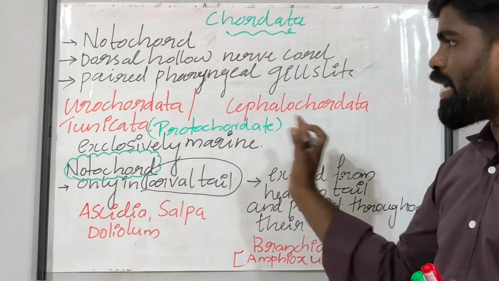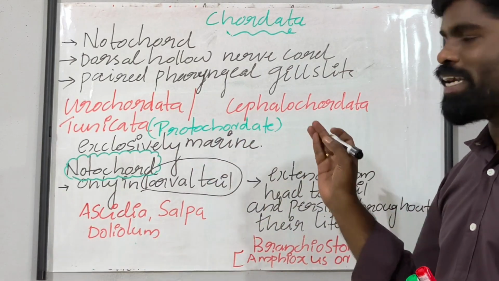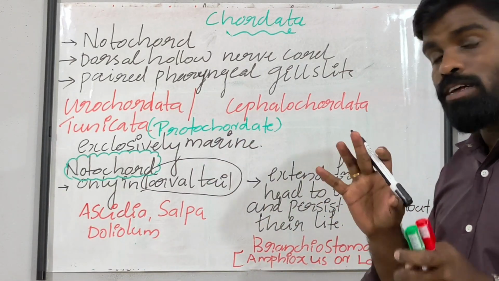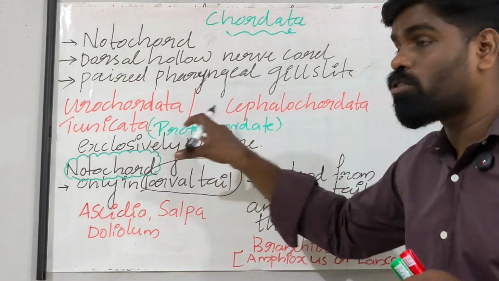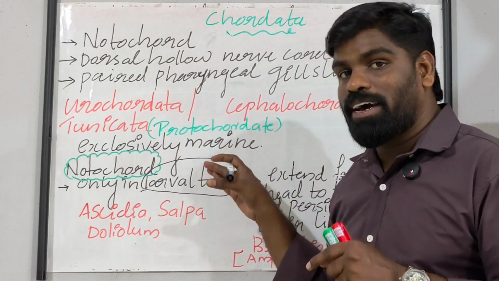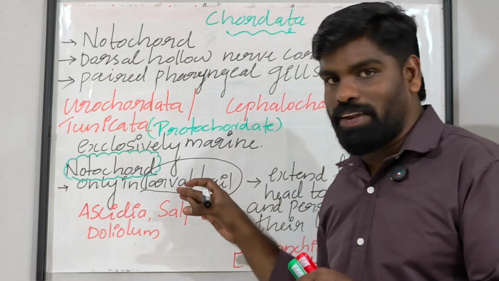So these are the major differences between urochordata and cephalochordata. Now, what is the major similarity? Both of them are present in the marine environment. That means they are exclusively marine.